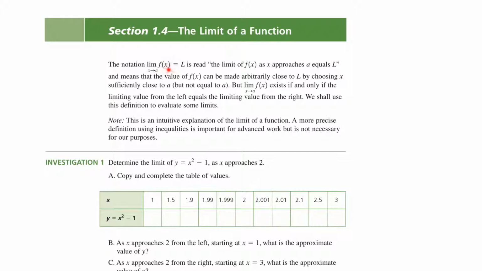This notation is used for showing the limit of f of x as x approaches a equals L. And it means the value of f of x can be made arbitrarily close to L by choosing x sufficiently close to a but not equal to a. The limit of f of x as x approaches a exists if and only if the limiting value from the left equals the limiting value from the right.